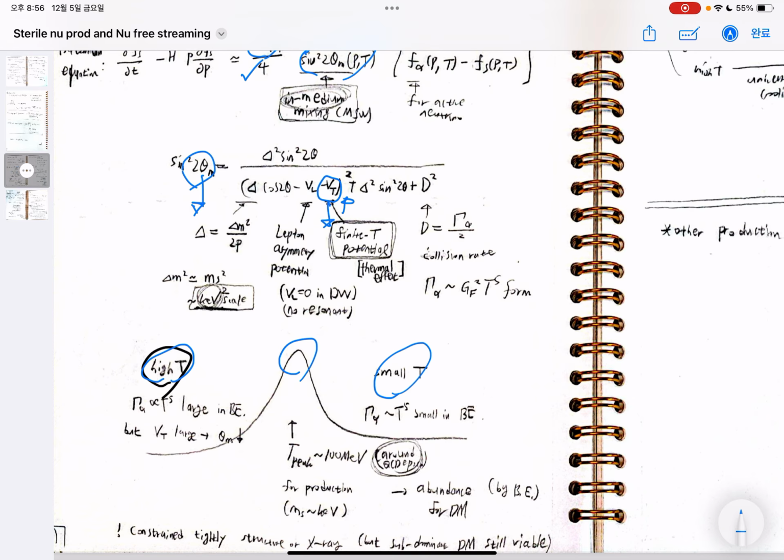But the problem of the Dodelson-Widrow mechanism is that it is tightly constrained by the structure formation and the X-ray. But still, a subdominant sterile neutrino dark matter is still viable.